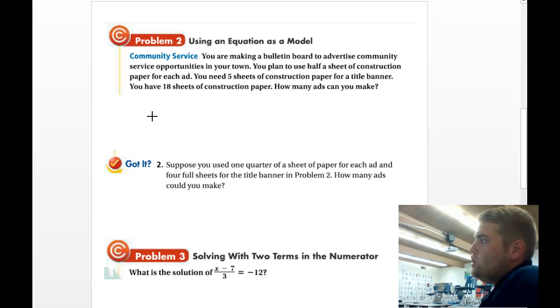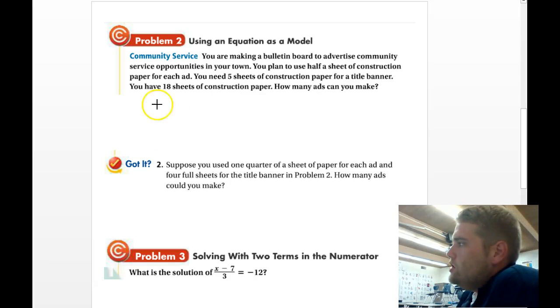You are making a bulletin board to advertise community service opportunities in your town. You plan to use half a sheet of construction paper for each ad. You need 5 sheets of construction paper for the title banner. You have 18 sheets of construction paper. How many ads can you make?